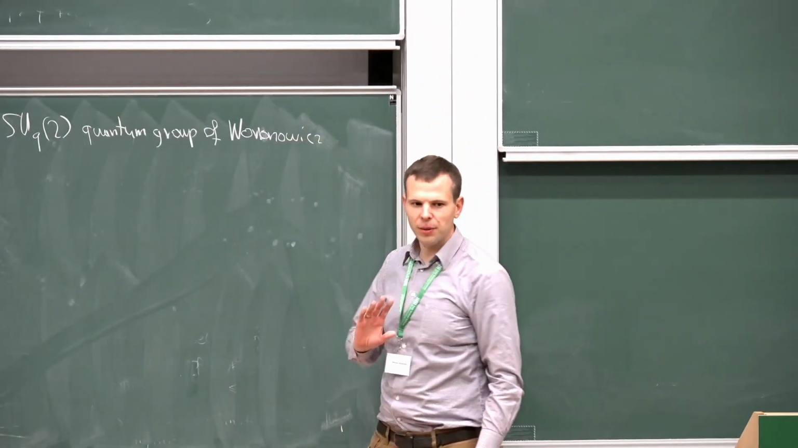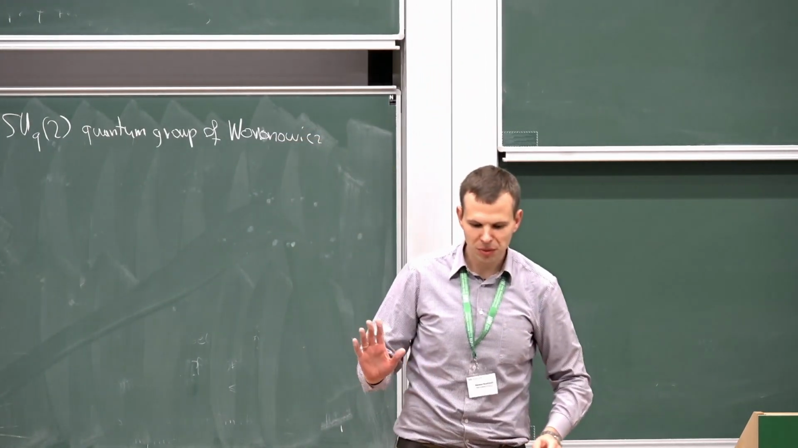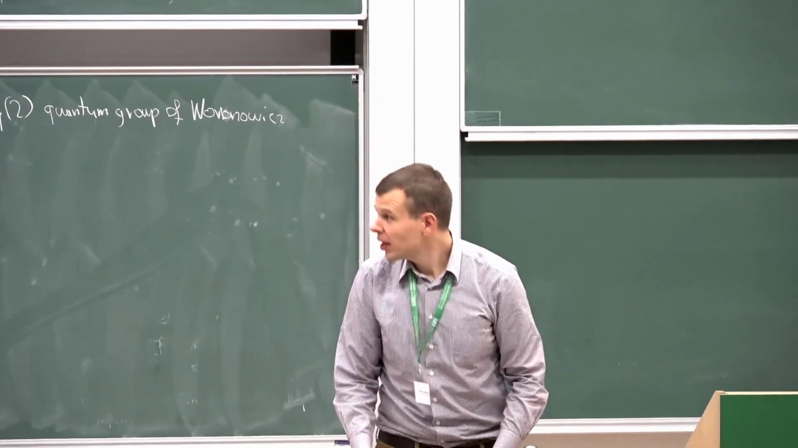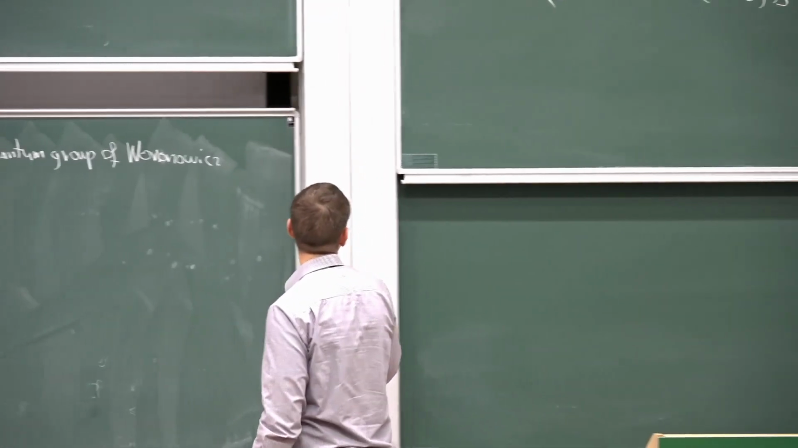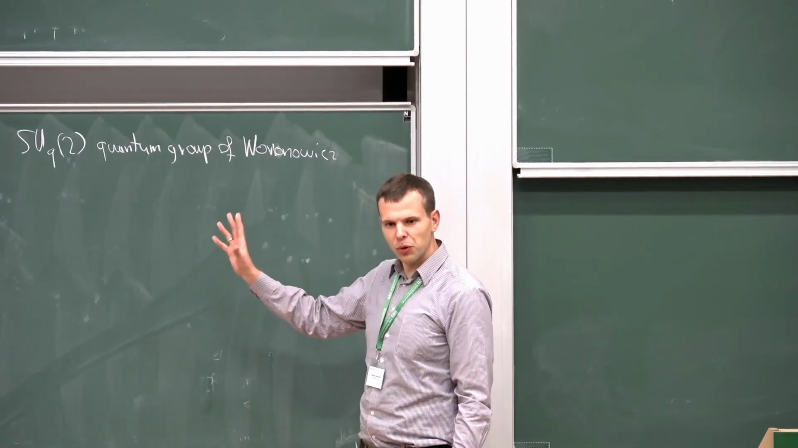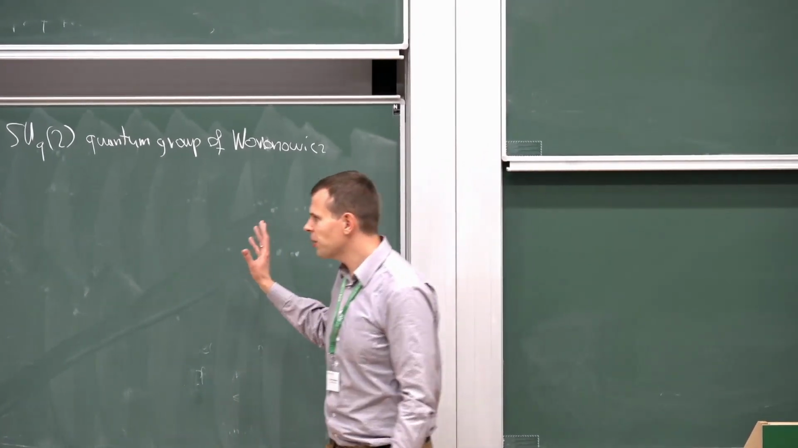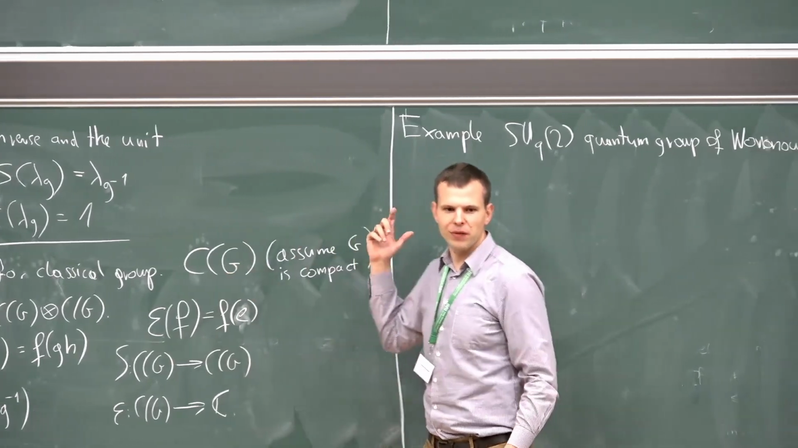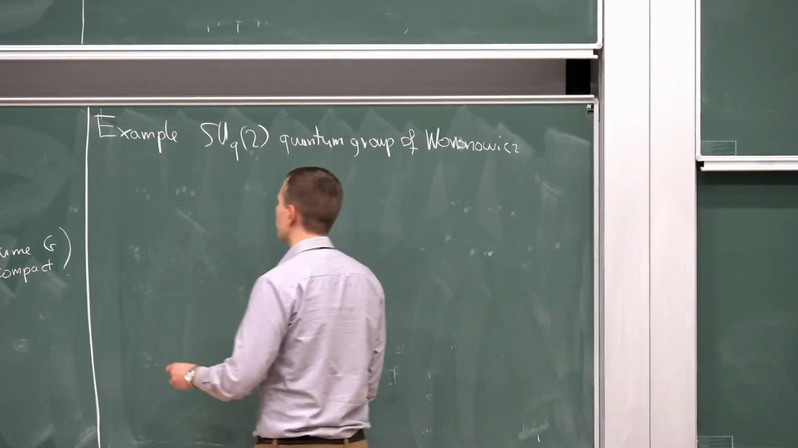So if you ever see some introduction to quantum groups, this is probably the example that you will see. And how does it work? So we want to have a C-star algebra, which will be our analog of C of G, and you want to have the structure maps. Okay, so what is the C-star algebra?